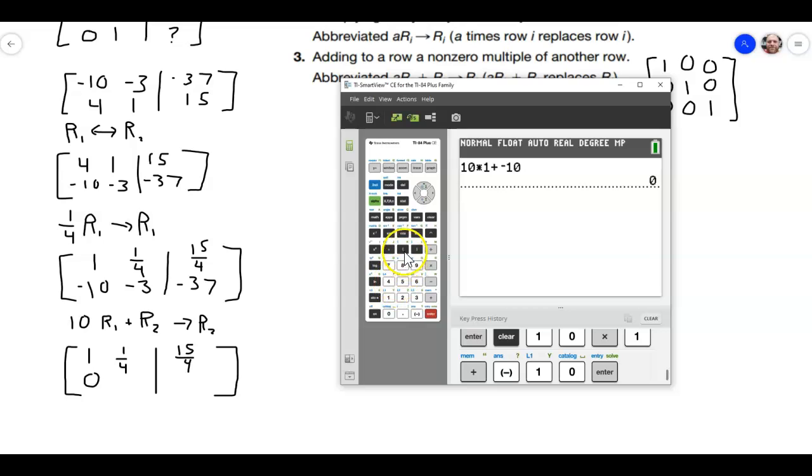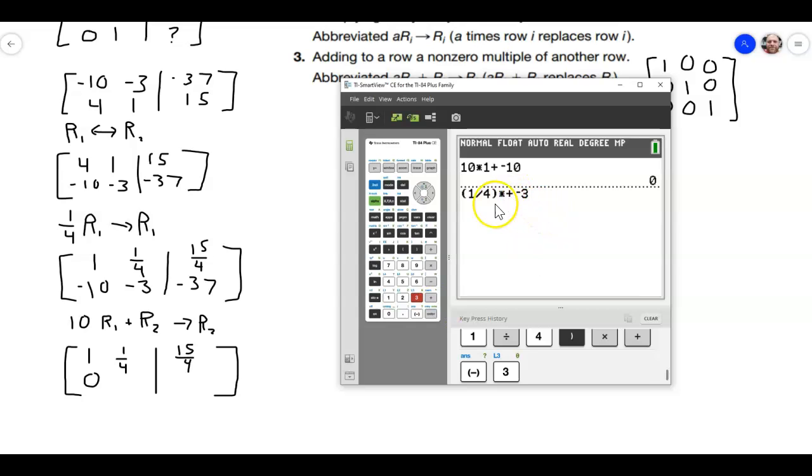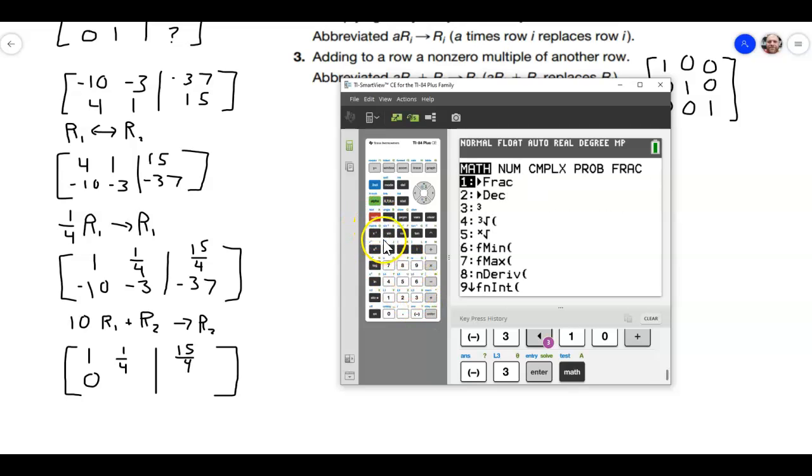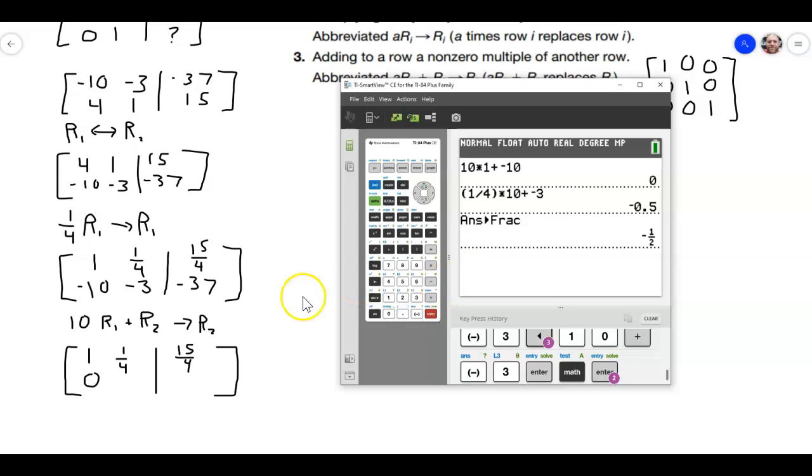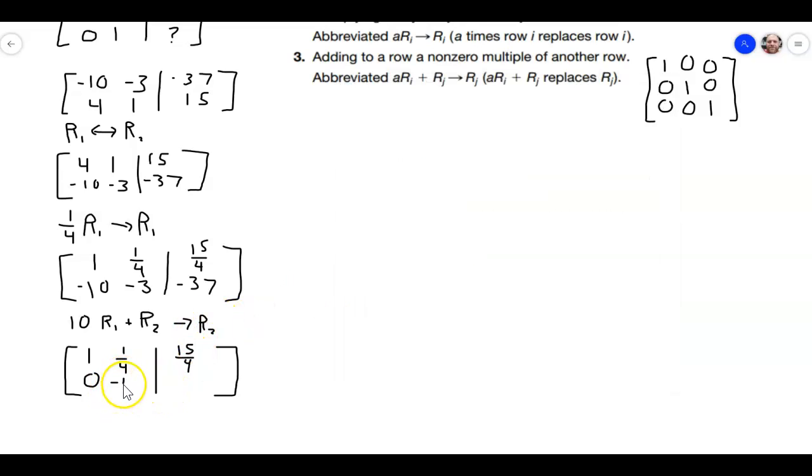So the next one is going to be 1/4 times 10, because we have to multiply the entire row 1 by 10 and add it to this row. So 1/4 times 10 plus -3. Oh, I think I left the 10 out of there. 10 plus a -3. All right. And that's going to give me, and we'll put that in fraction form, -1/2. So I have a -1/2 here.